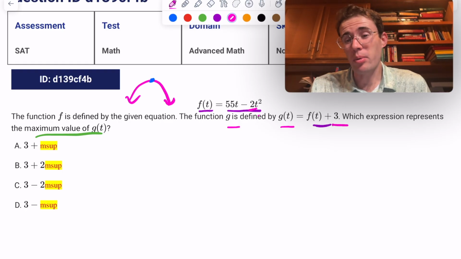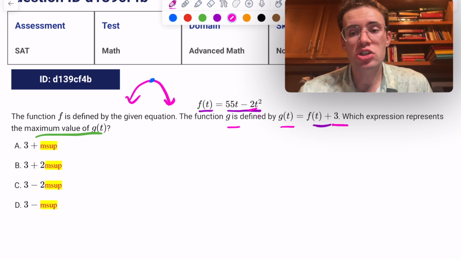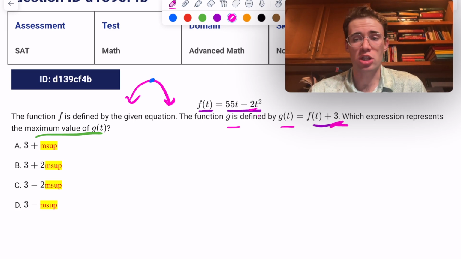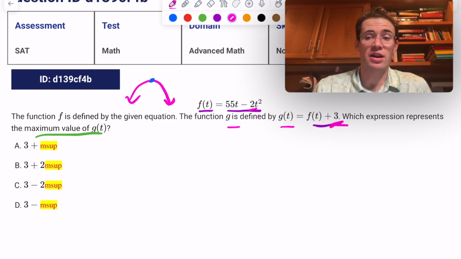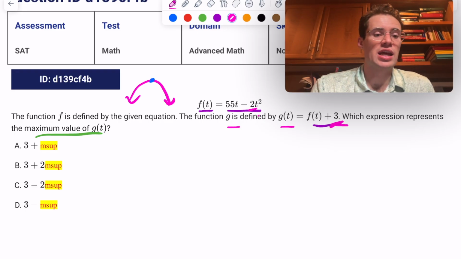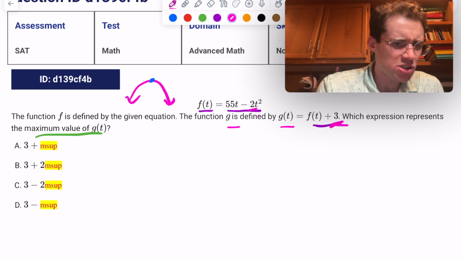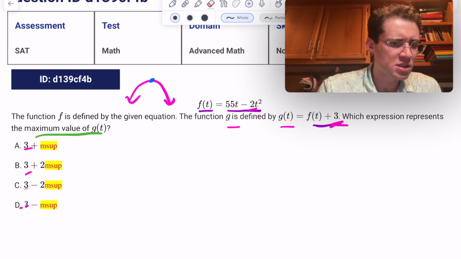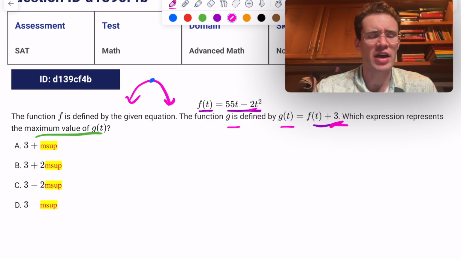In this case, I probably would just use Desmos. Just make sure you don't forget this +3. That's what they're trying to trick you with here, is the +3 part. They think someone's going to forget to put that in, and then they'll just choose the answer that doesn't have that. Although all the answer choices have this 3 plus, which expression represents the maximum value.